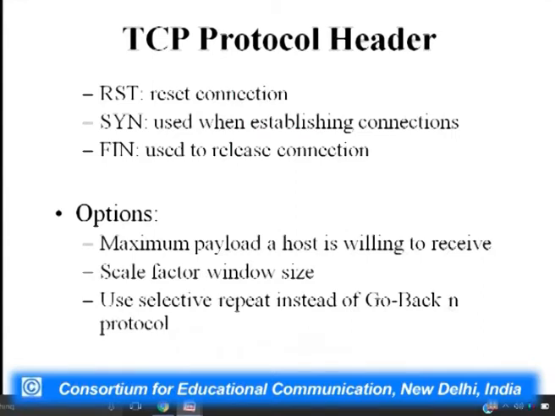Then RST, that is reset the connection. Sometimes the connection may be dropped, and it has to be reset. So when the connection is lost or disconnected, it has to be re-established. Then the sender has to send a segment requesting re-establishment of a connection, or requesting a reset of the connection: this connection is not working properly, reset it. If this bit is 1, the receiver will know it is reset connection information, and it has to reset the connection, not that it is sending any data.